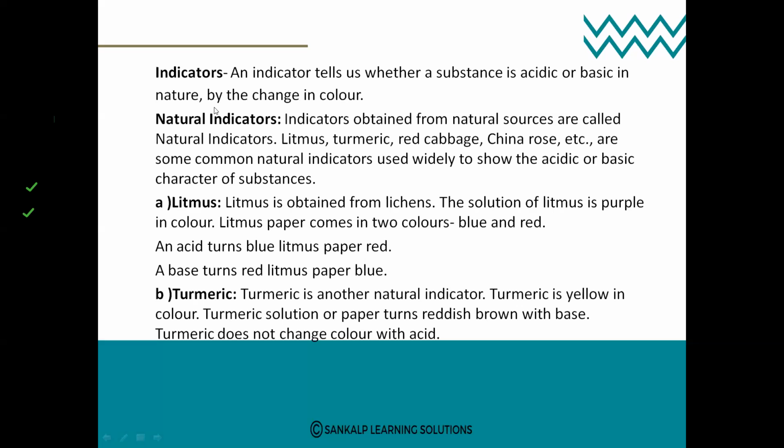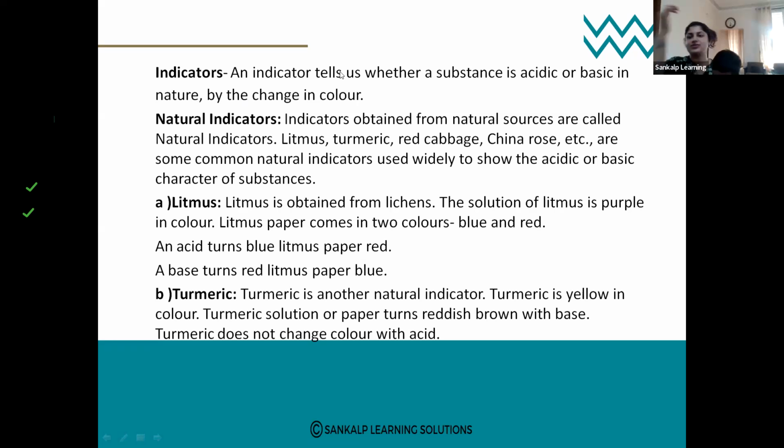In indicators, there are two types: natural indicators and synthetic indicators. So what do you mean by natural indicators? Natural indicators are obtained from natural sources. So these are called natural indicators. So what are the examples?